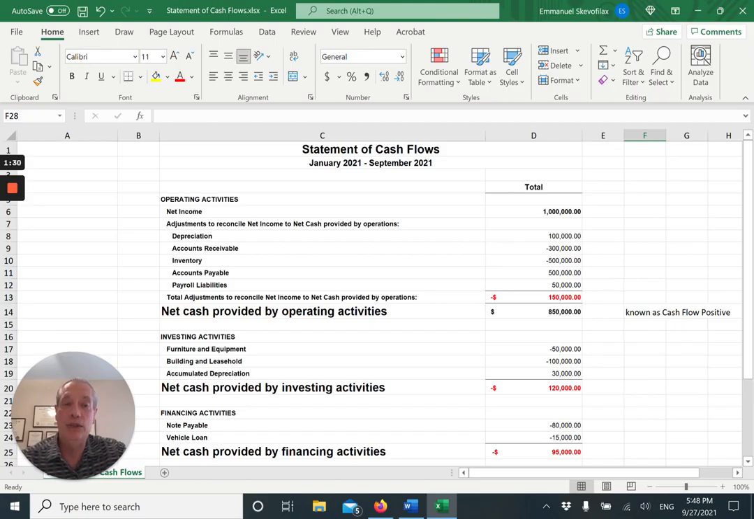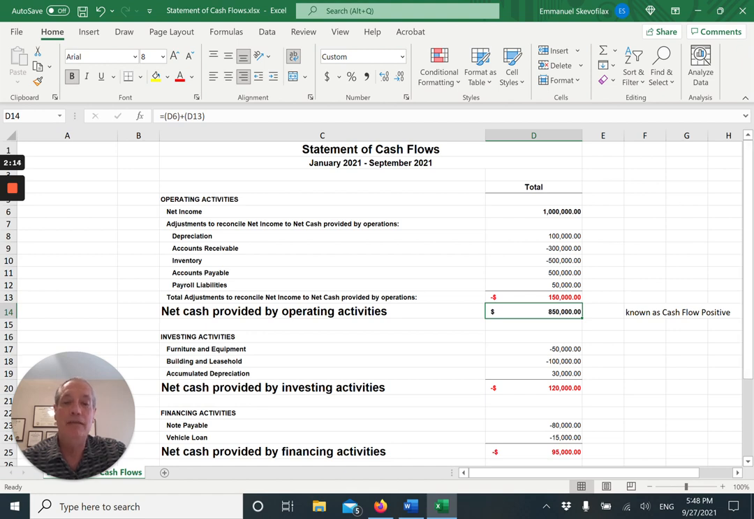And if you notice, once you put these reconciliation items in right here, they're actually negative. So this first number right here, you add everything up, including this net income, it's going to be $850,000. So this is net cash provided by. Sometimes it can be negative, in which case you would hear the term net cash used by operating activities. In this example, it's positive. So this is also known as being cash flow positive. Anytime you hear a company's cash flow positive, that means they have positive cash generated from their operations.